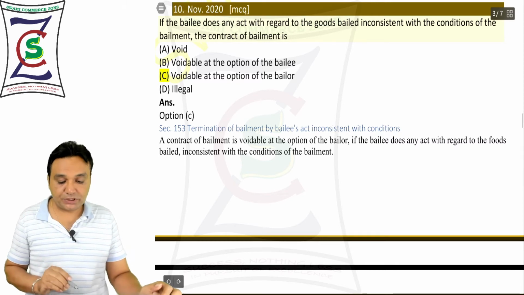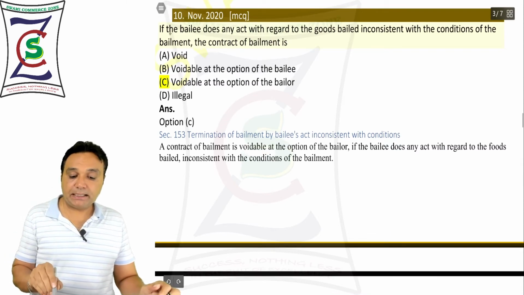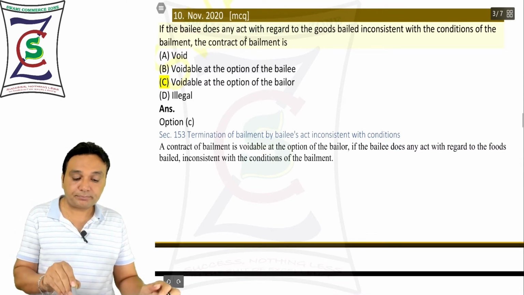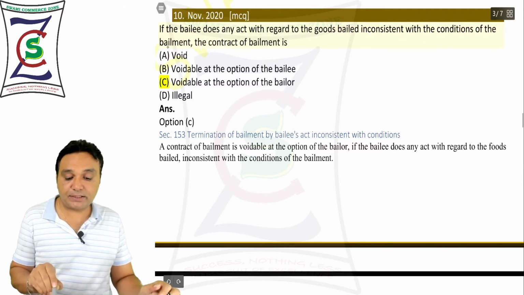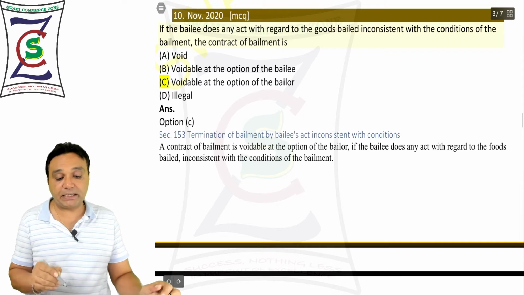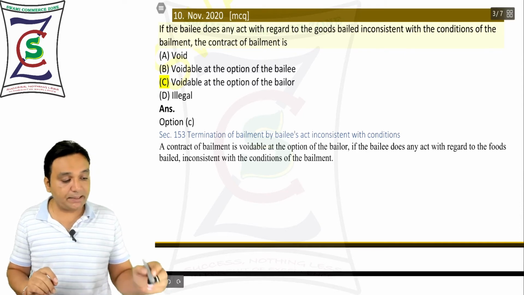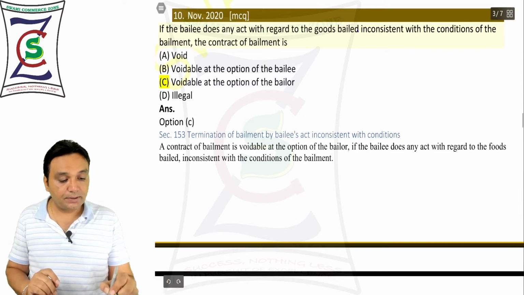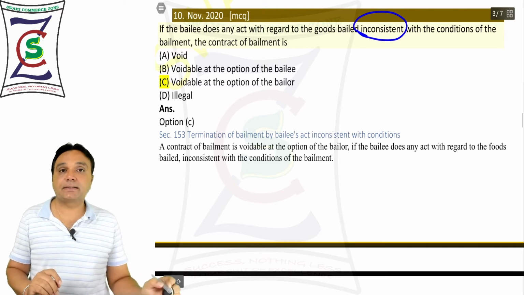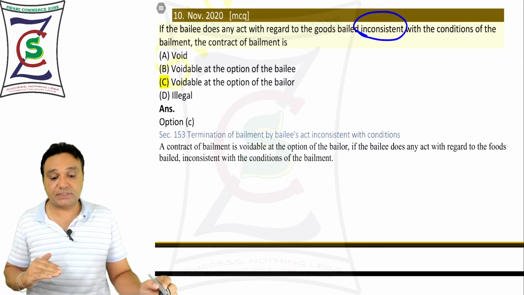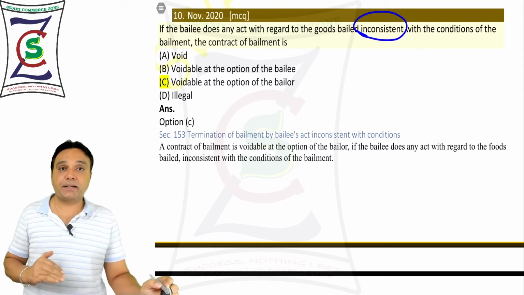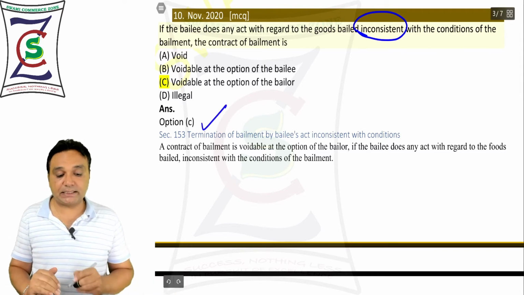November 2020 question actually. If the bailee does any act with regards to goods bailed inconsistent with the conditions of bailment, the contract of bailment is... Now see again, it's the same question on the inconsistent. So that means as a bailee you have made unauthorized use of goods. It's an MCQ. So here we have done section 153.